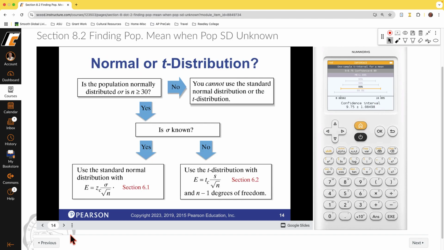Now here's a diagram that helps us to know whether to use the z. This would be a z interval, and this is going to be the t interval, the new one, what we're doing today. So first of all, for both of these, the population needs to be normally distributed or has a sample size greater than 30, one or the other. If neither of these is true, you cannot use the standard normal distribution or the t-distribution, right? So one of these has to be true.